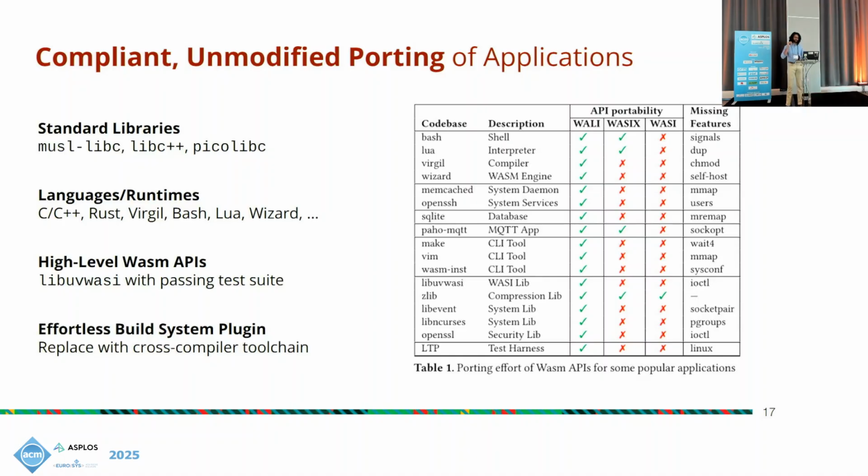Oftentimes, people spend a huge amount of effort mangling build systems just to get something to port. With Wally, it's incredibly easy. All you do is replace the compiler toolchain, and things just work. In fact, there are a lot of places where we had to generate intermediate binaries for our build system that get executed. And these intermediate binaries actually execute transparently as Wally binaries, and we didn't even know until we went and looked back at the logs, which was extremely insightful, I think, to the range of applications we could apply to.